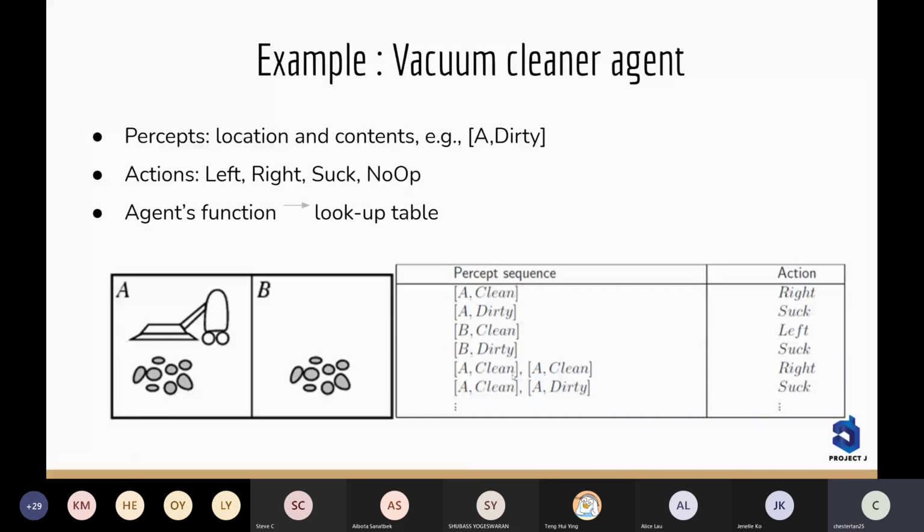If the percept sequence is like A clean, then it will go to the right. At first the vacuum cleaner is here and the floor is clean, so it will go to the right. In the process of moving to the right, if you throw rubbish on the floor at that particular time and the floor becomes dirty, then it will proceed to clean the floor again. So this is how it works. It will take the action at any particular time given the percept. So this is an example of the vacuum cleaner agent.